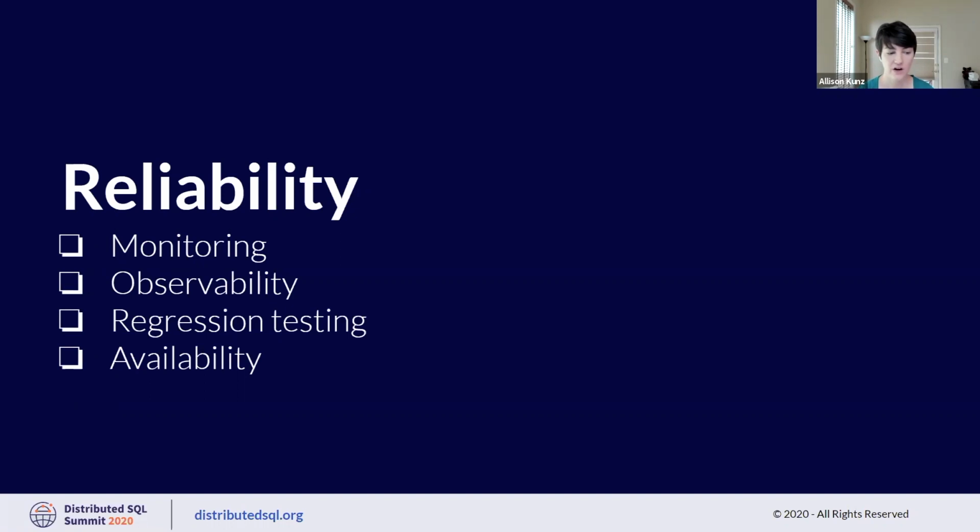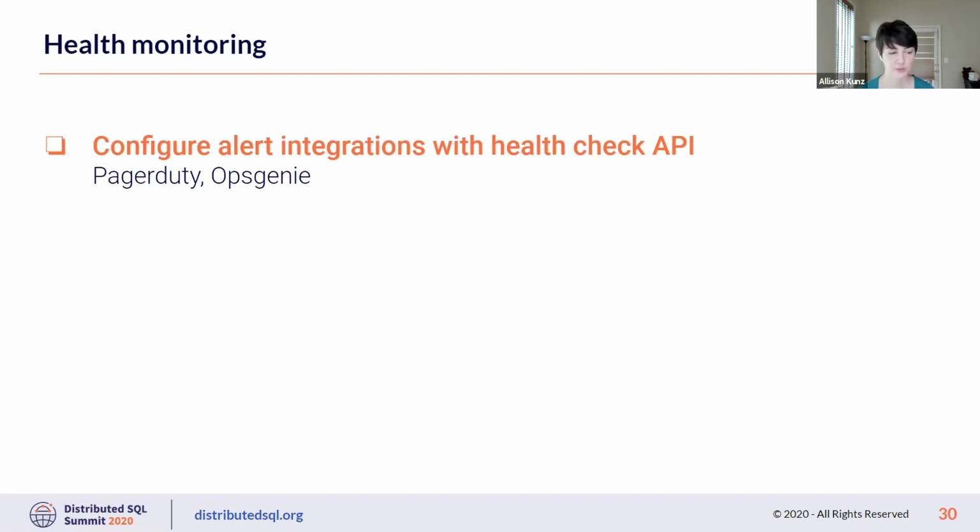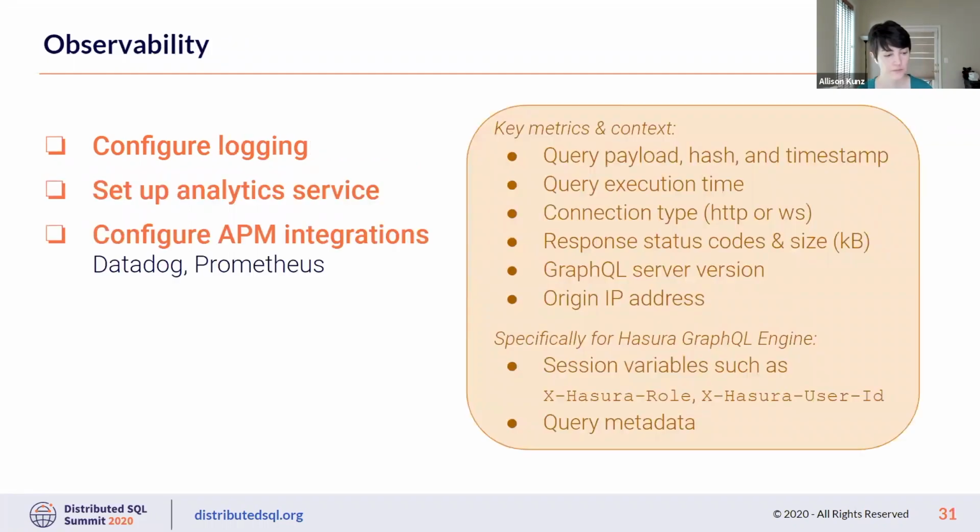How do we know that our API is performing well? And if it isn't, how do we troubleshoot quickly? Most GraphQL frameworks provide a health check API. You just need to integrate with a service. Observability is critical when anything goes wrong. Again, these steps are pretty standard for any kind of API, and you can continue to use your tools of choice.